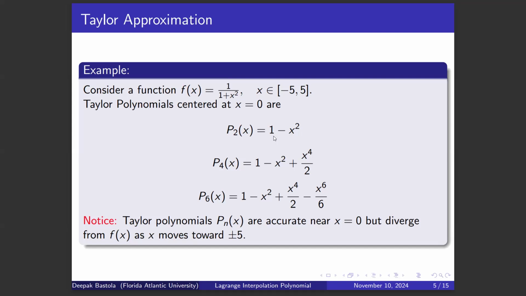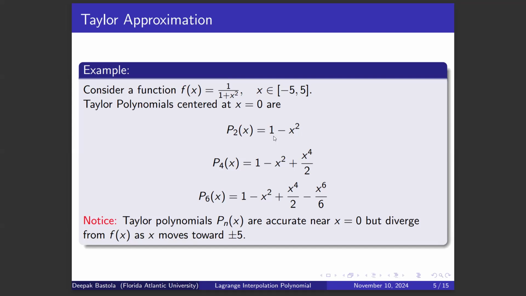So if you go to the border of this interval, -5 and 5, if you are far away from the center, you will have more error in this case, right? So this is how the Taylor polynomial works for approximating the function.